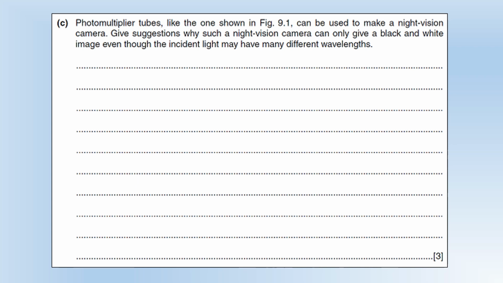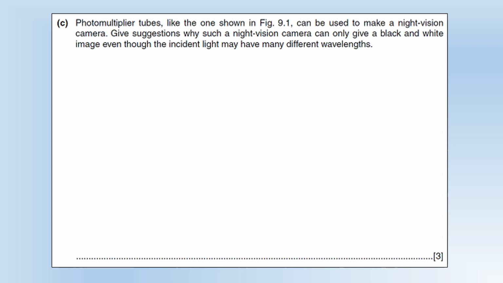So photomultiplier tubes, like the one shown in the diagram, can be used to make a night vision camera. Give suggestions why such a night vision camera can only give a black and white image, even though the incident light may have many different wavelengths. Well, the key here is the process in between this, the photoelectric effect and this acceleration process.